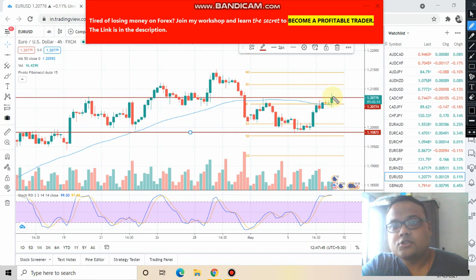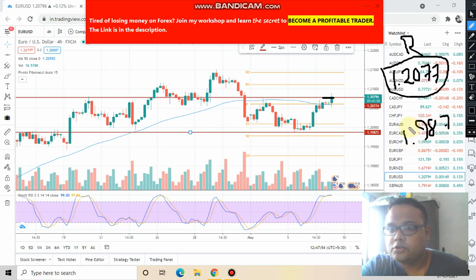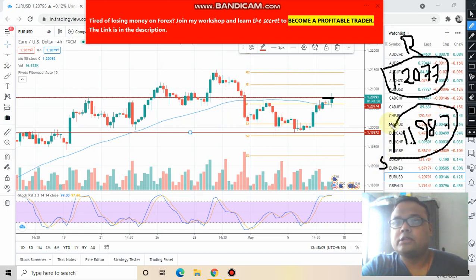If market fails to cross this level, 1.2077, this is the resistance for the market, and 1.1987, this is the support for the market. So this is the resistance and this is the support.